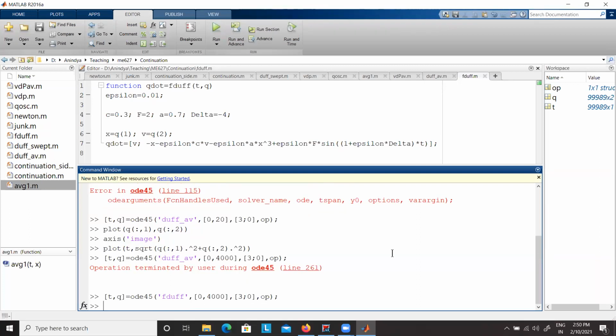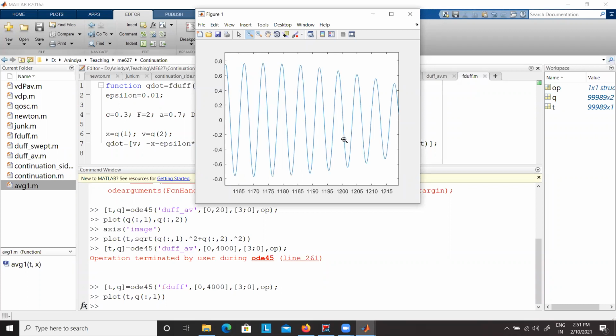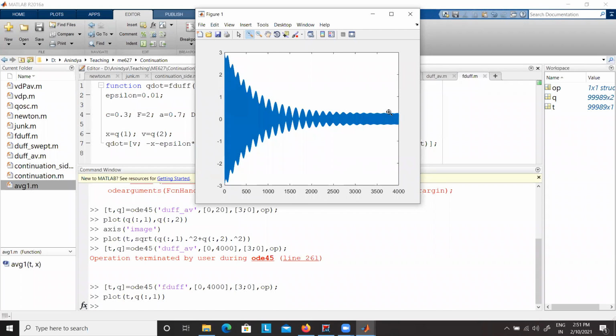Ready? Yes, sir. All right. So you see the oscillation is real. When you come in here, I have done only a small part of that total time. So it is oscillatory, but the amplitude is changing, right? So the oscillation is real. There's no question. And it settles down to some value.